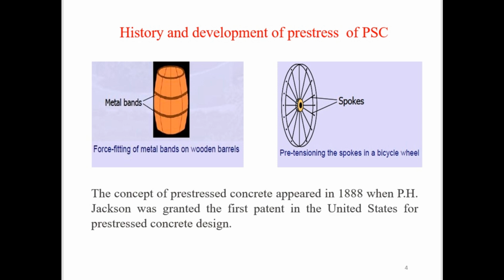You can see a bicycle wheel. In this wheel, this portion is nothing but the spokes. These spokes are pre-stressed and tied to the rim. This portion is called the rim. These spokes are pre-stressed, or in other words stretched, and tied to the rim so that it won't get deflected. It should be in a proper shape. That is the basic concept of PSC.